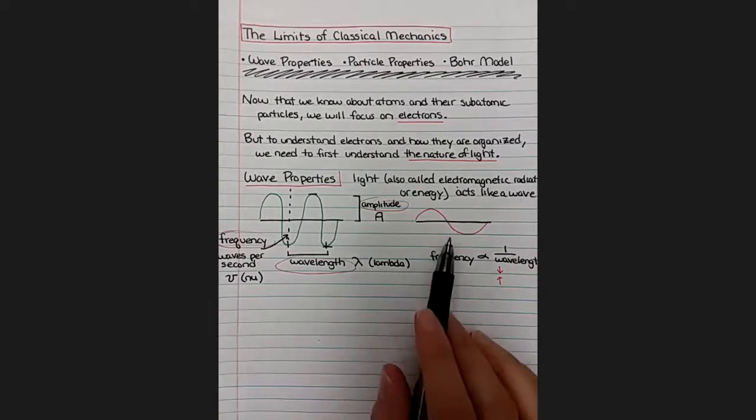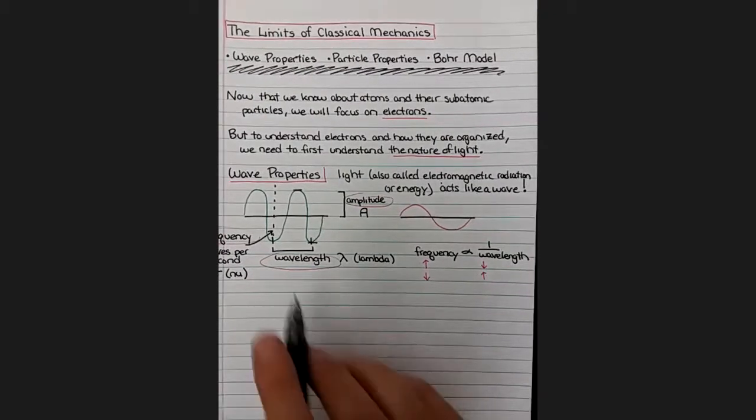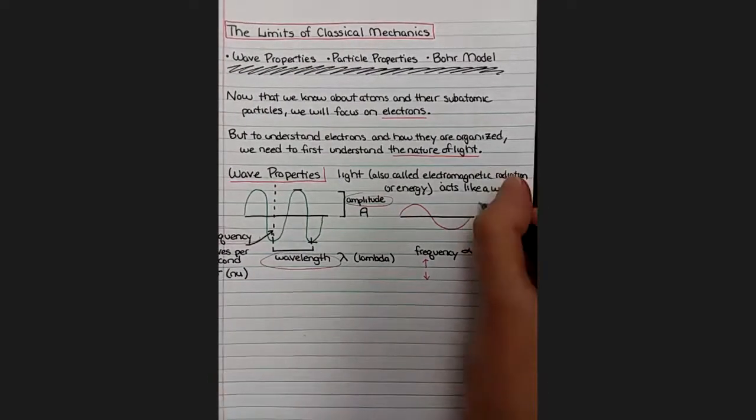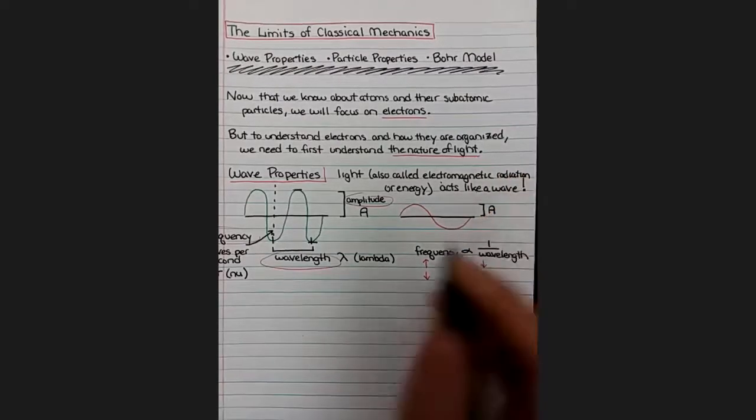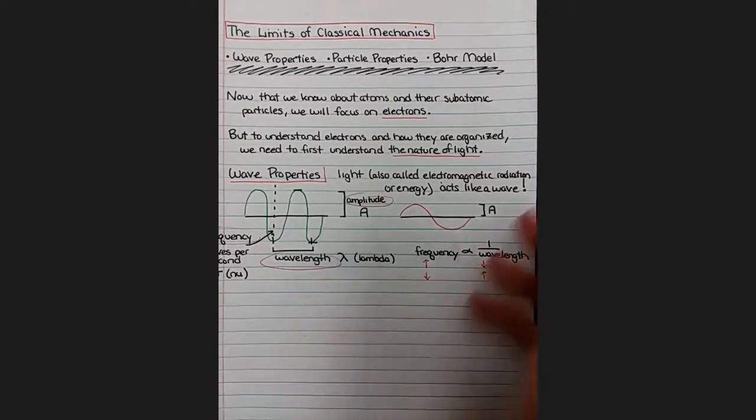Here we have a second wave over here. We can go ahead and mark those same features on that one. So the amplitude, the distance from the middle to the top, is here. And if we compare these two, we can say that the amplitude of the red wave is smaller than the amplitude of the green wave.